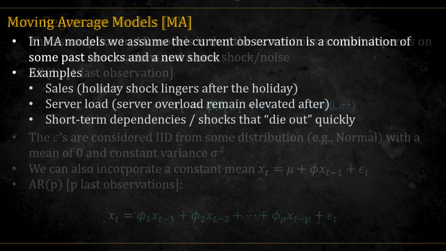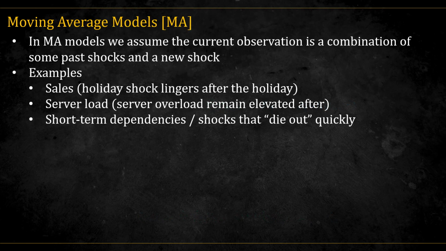Moving average models assume that the current observation in a time series is a linear combination of past random shocks and a new random shock. These models are useful for capturing short-term dependencies where the influence of past events diminishes quickly. Examples of MA models in practice include sales. For example, the impact of holiday sales may linger for a short period after the holiday has passed, affecting sales numbers for a few days or weeks before normalizing.